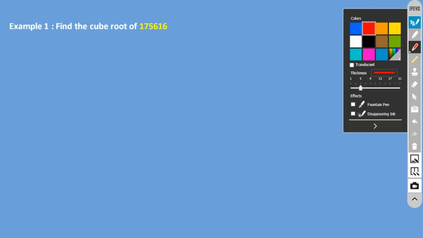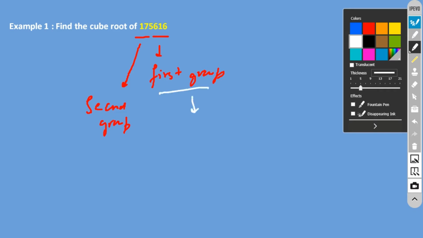What we are going to do is bifurcate this number into two groups of three digits. From the right-hand side, the first group is 616, and on the left-hand side we have 175. That would be our second group. From the first group we will find the unit place, and from the second group we will find the tens place.